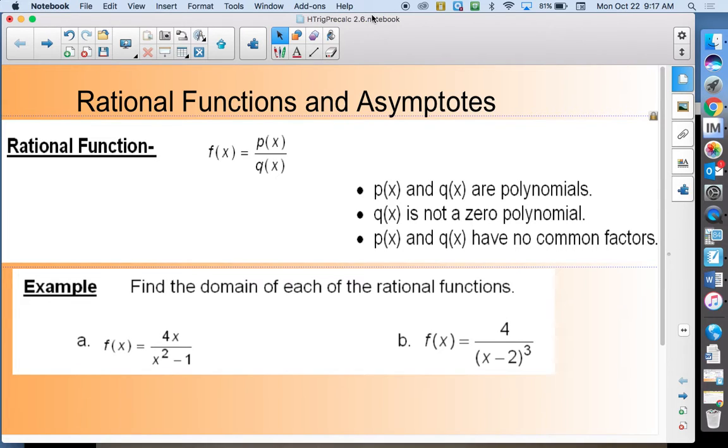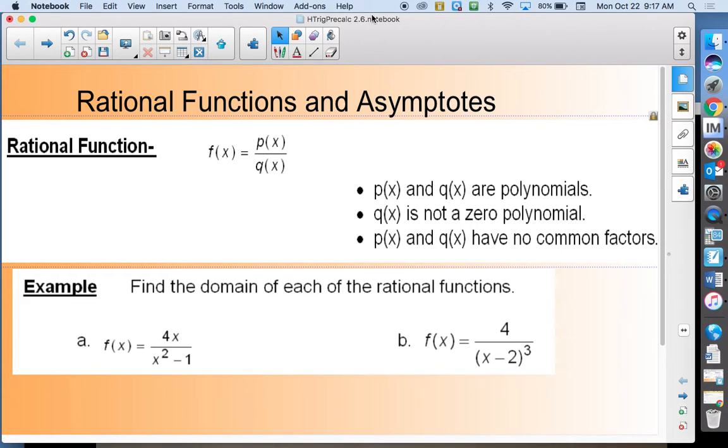So it says p and q are polynomials, one polynomial divided by a second. Q of x cannot be 0, because if it were 0, then it would be undefined and it wouldn't be a function. And it also says that p of x and q of x have no common factors, because if they had something in common and you could cancel out the q term, then again it wouldn't be rational. So they don't have anything in common.